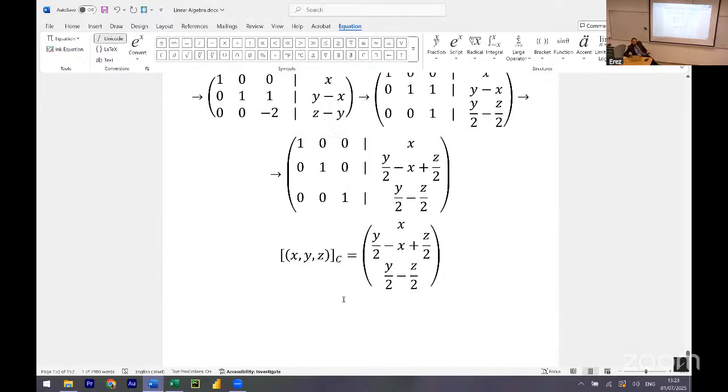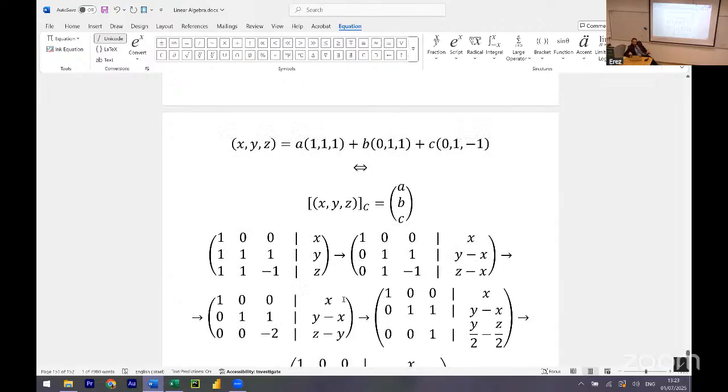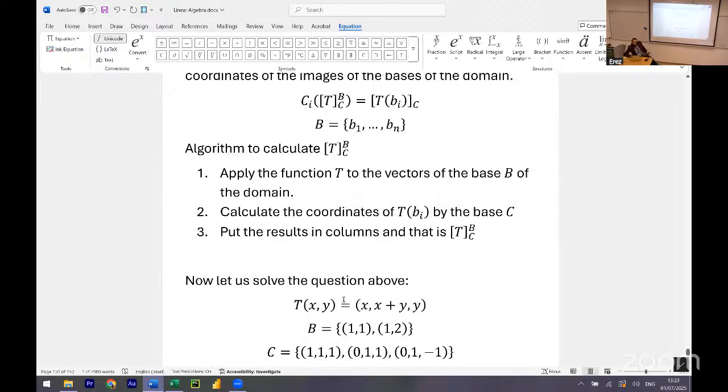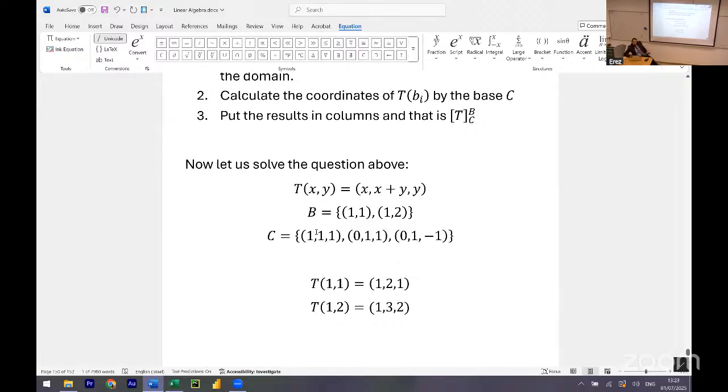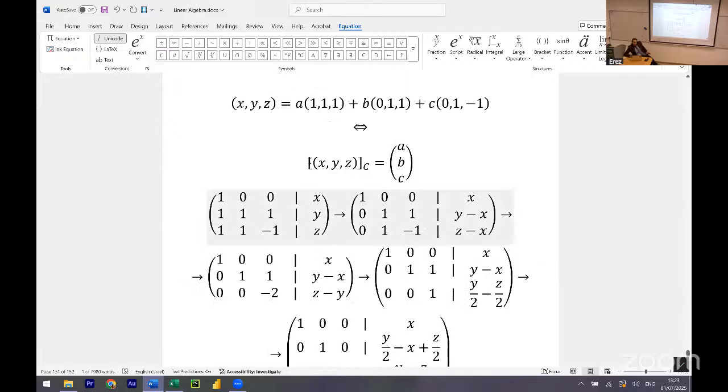I'll be honest, I have no idea what's going on. Your C is the base of the output. Yes, and B is the base of the input. So what we found is how to represent the output by the base of the output. Yes. Here we found how to represent any vector in R3, and now we are applying it specifically to the output of the function.